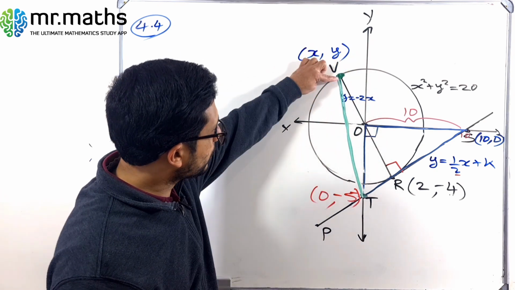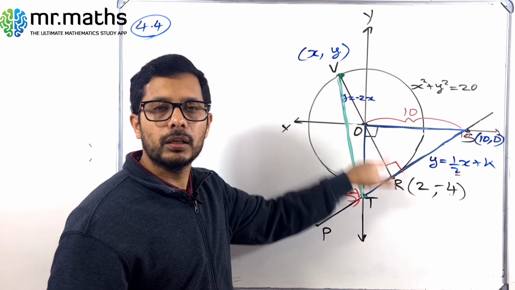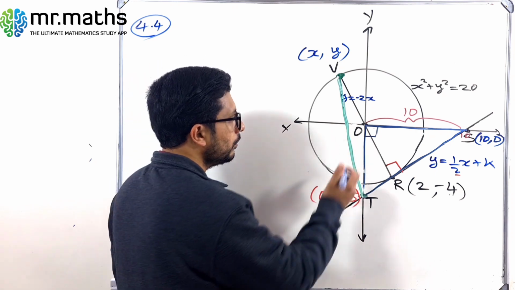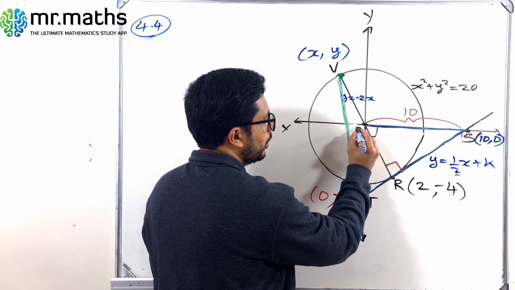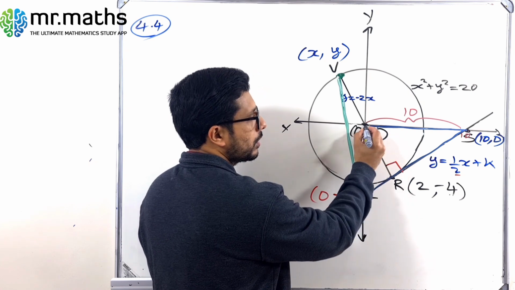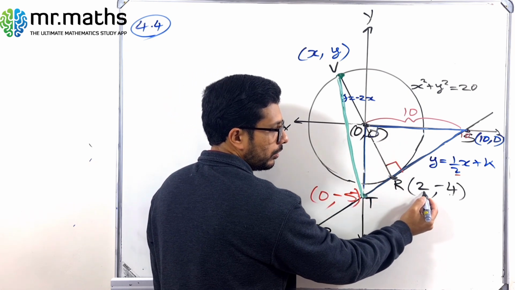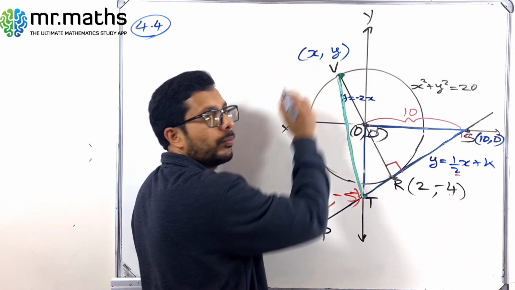Now look at this line VR. Is it not the diameter passing through the origin? So here at the origin, what is the coordinate? It is 0 comma 0. This is the origin point. We know the coordinate of R is 2 comma minus 4.